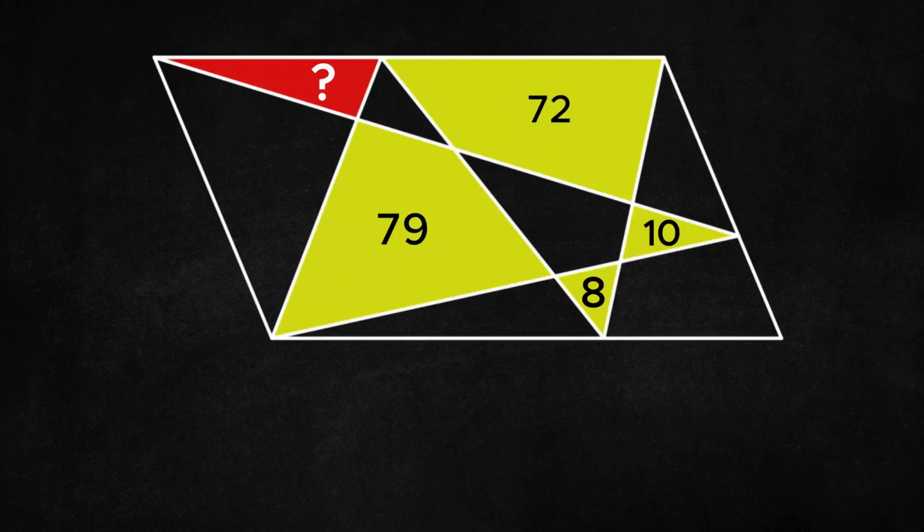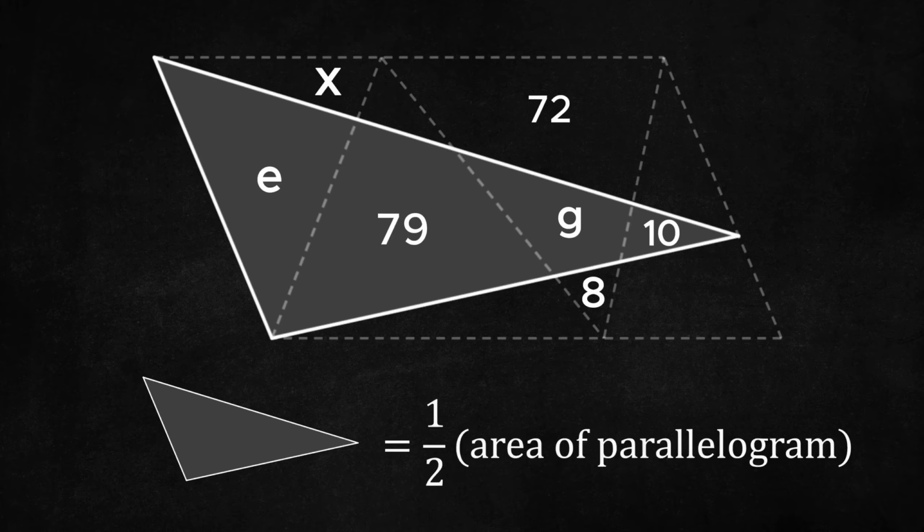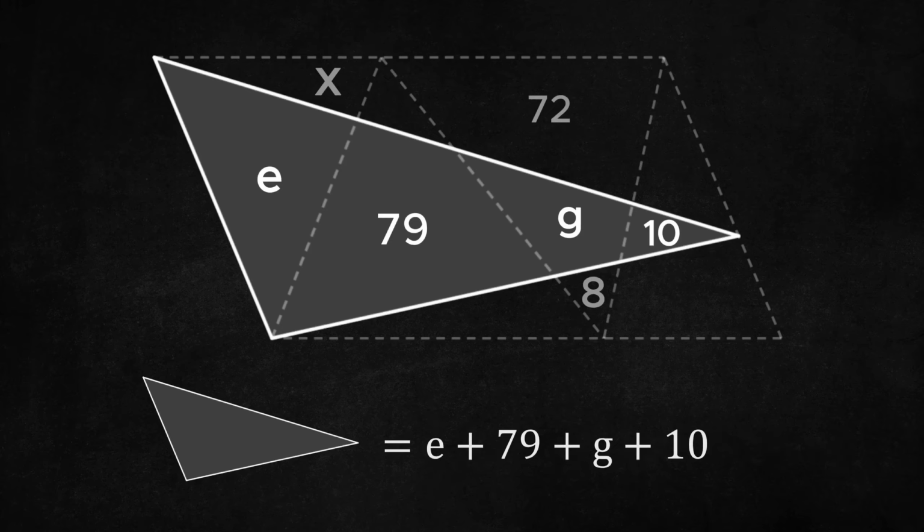Let's get back to our problem. Let the empty areas be E and G. Let X be the required missing area. This shaded triangle has the base length and height of the parallelogram. From our earlier discussion, this triangle must have an area that is half the parallelogram's area. But referring to the figure, the area is the sum E plus 79 plus G plus 10.